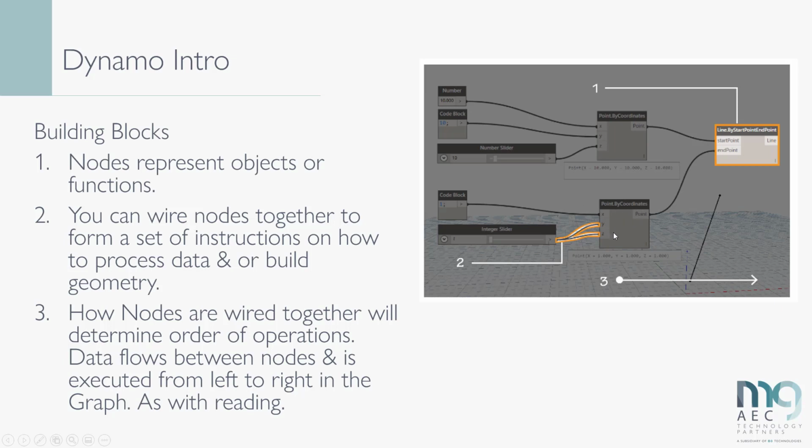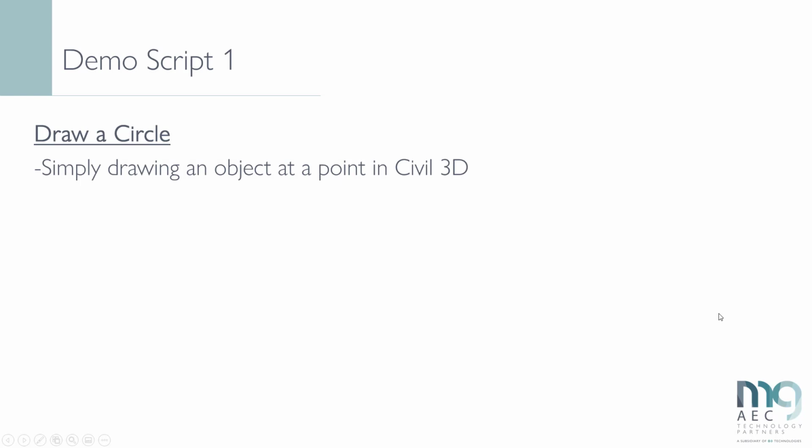So the two main pieces here are just the node and the wires, and it flows left to right. So you can see in this Point.ByCoordinates, I just need to tell it a point. So I have a number here, 10 connected to the X, 10 to the Y, and this point comes out here. So just real brief, and now let's go ahead and get into our first simple script.